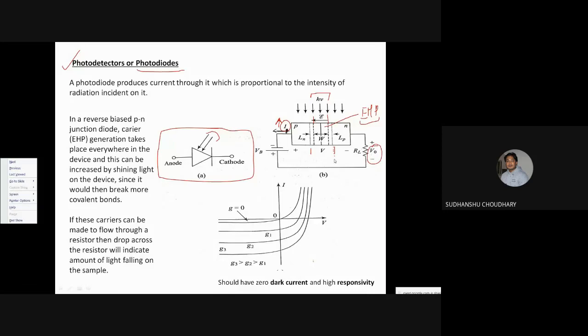So that is actually the principle behind a photodetector or a photodiode. That is, one can detect how much light is falling on the junction by looking at the drop across this resistance. Right? So that is the job of a photodetector: to detect the amount of light falling on the junction by looking at the drop across the external resistance which we have connected to this device.